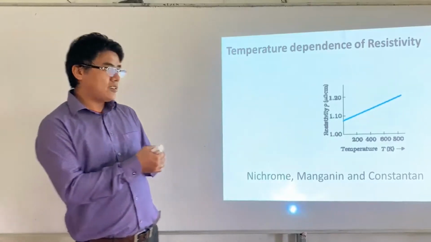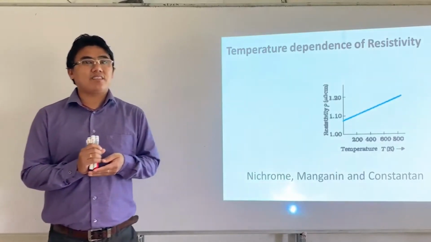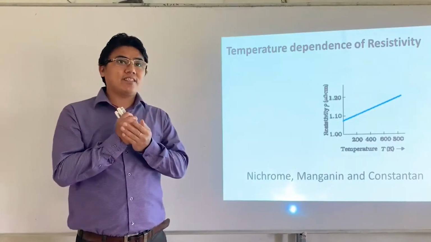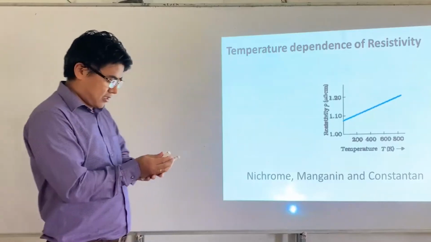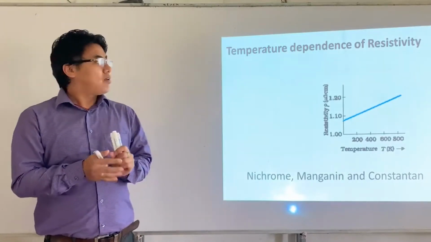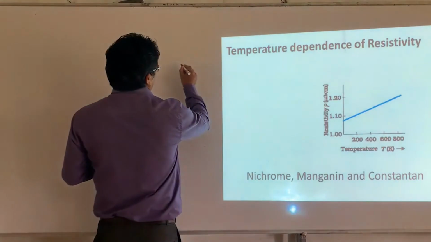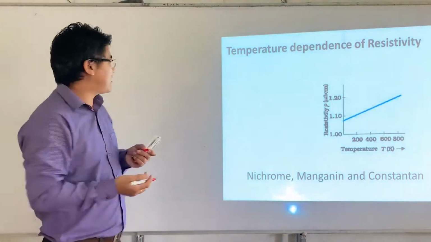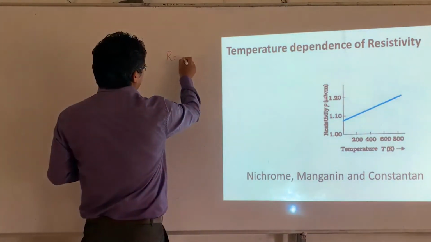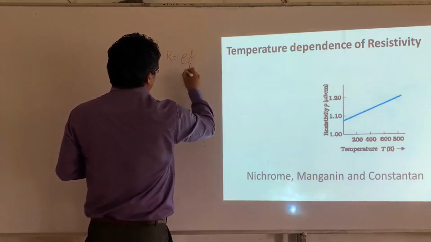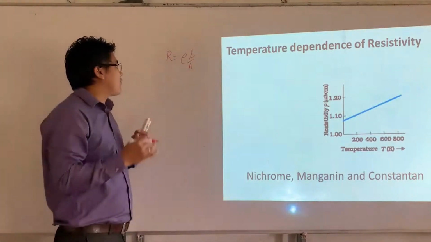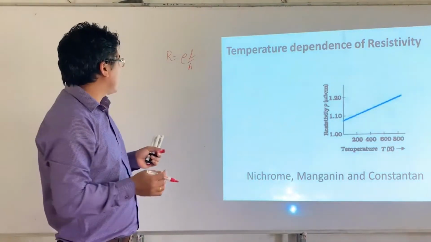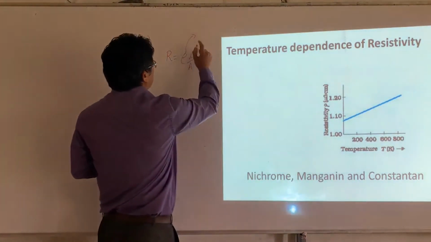Everybody. So last class we talked about resistance and Ohm's law, and we discussed that resistance depends on dimensions, nature of materials, and the temperature. So we say that resistance is equal to rho L by A. Resistance is directly proportional to the length of the wire and inversely proportional to its area, and this rho is what we call resistivity.